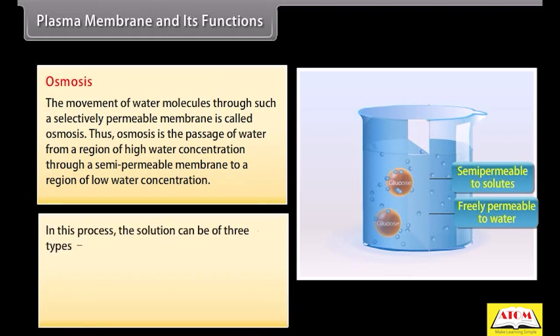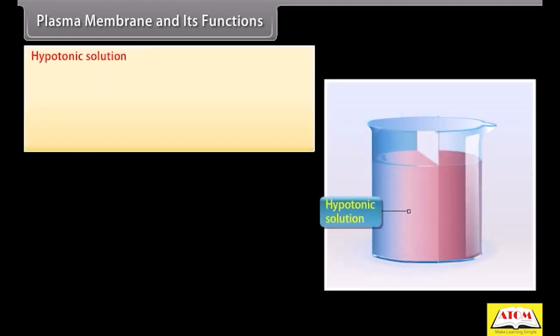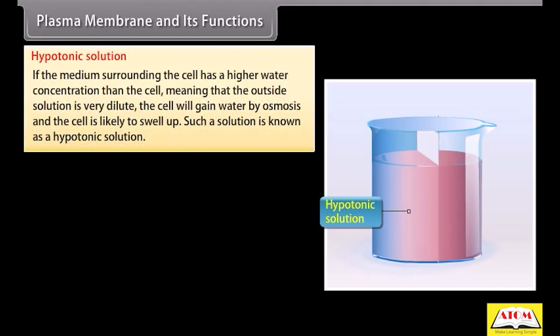In this process, the solution can be of three types: hypertonic solution, isotonic solution. Hypotonic solution. If the medium surrounding the cell has a higher water concentration than the cell, meaning that the outside solution is very dilute, the cell will gain water by osmosis and the cell is likely to swell up.